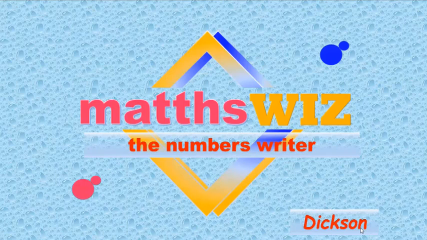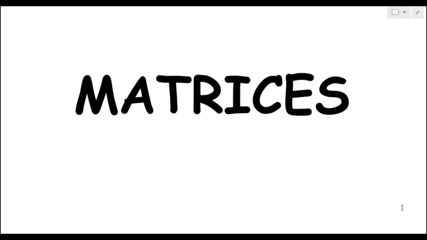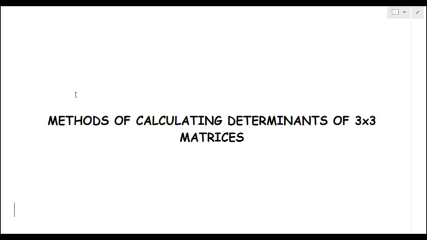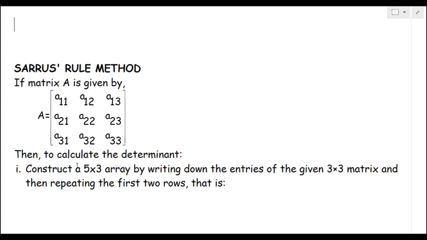Hello and welcome to our first lesson in the series on matrices. In this lesson we are going to learn how to calculate determinants of 3x3 matrices. Our first method is the Sarrus loop method, whereby we consider a 3x3 matrix A as given. To calculate the determinant, we are going to follow the following steps.